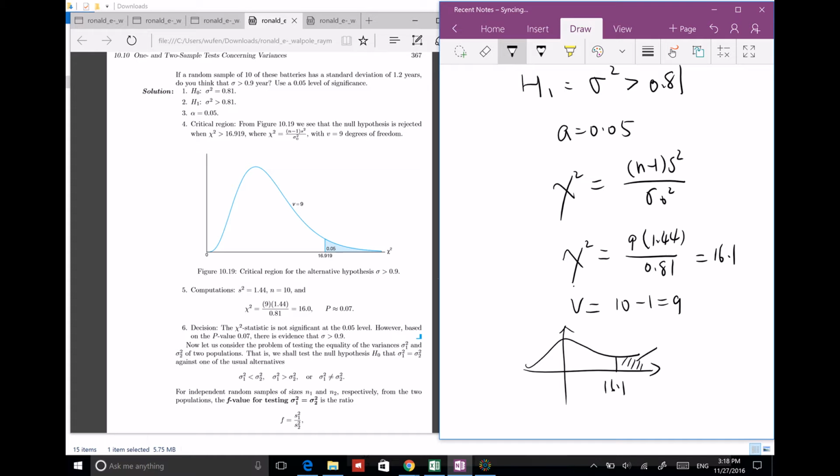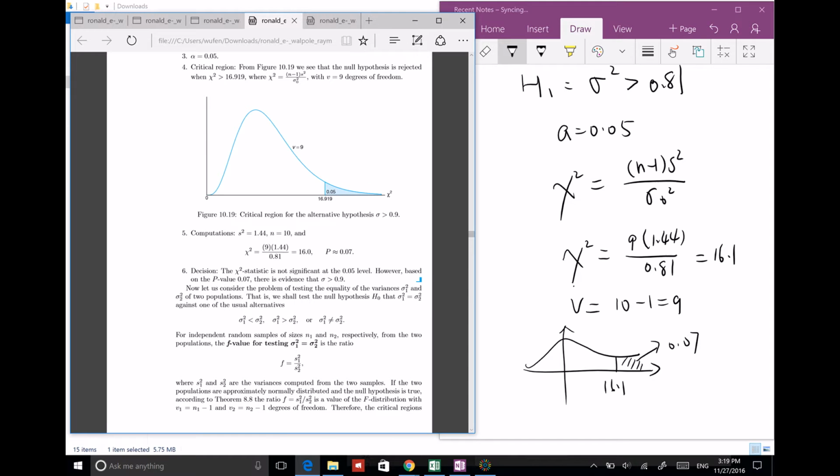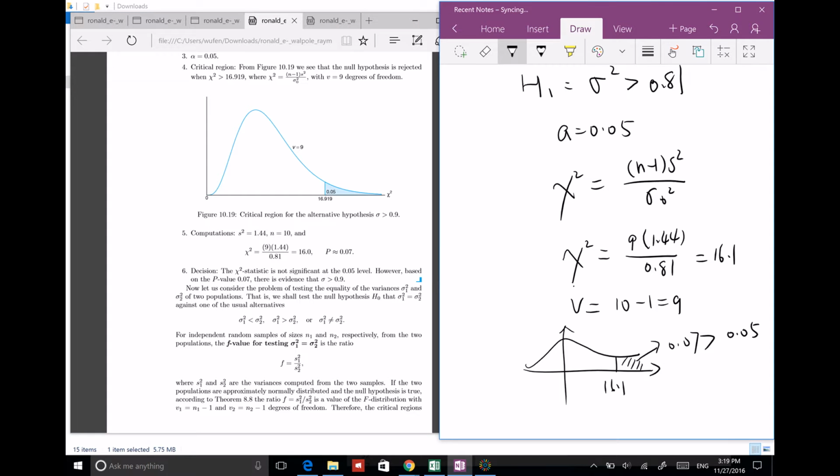And the area here is 0.07, which is very small. Wait, the null hypothesis is not small. It's compared with the 0.05, it's bigger than. So the p-value is higher than the significance level, so the null hypothesis holds. So wait, it's not significant.